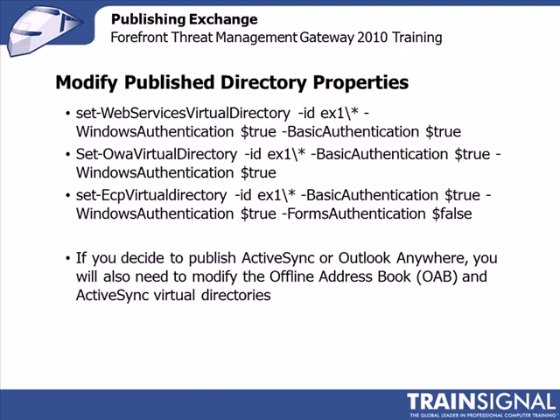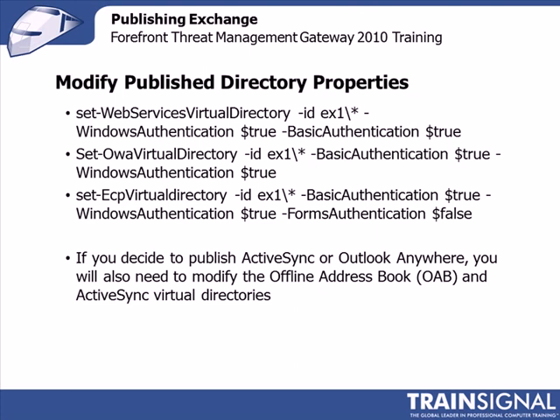PowerShell is a good thing. And here's 3 commands that you can use in order to make this work happen. We're going to change the settings for the Web Services Virtual Directory, the Outlook Web App Virtual Directory, and the Exchange Control Panel Virtual Directory. Later on, if you decide you want to publish ActiveSync or Outlook Anywhere, you'll also need to modify the offline address book and ActiveSync virtual directories.